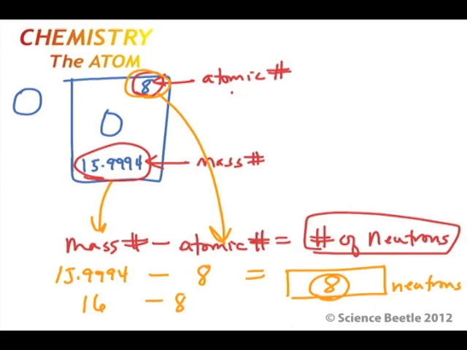All right? And so let me go ahead and draw that structure for you. The structure here would be, let me draw my protons first. 1, 2, 3, 4, 5, 6, 7, and 8. And I'll draw my neutrons in blue. 1, 2, 3, 4, 5, 6, 7, and 8.